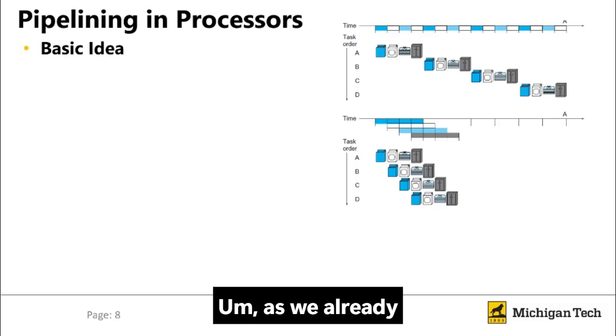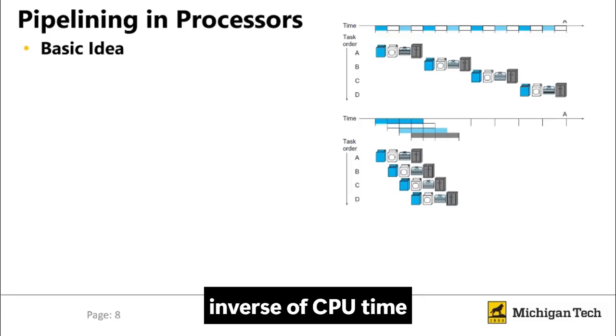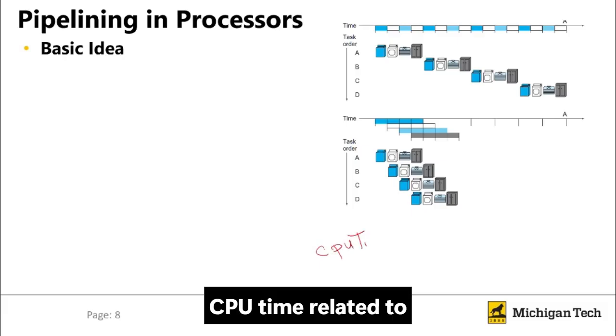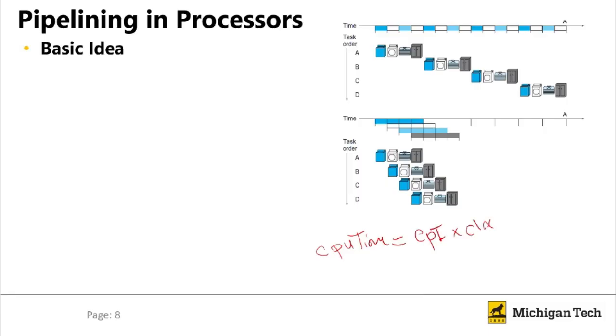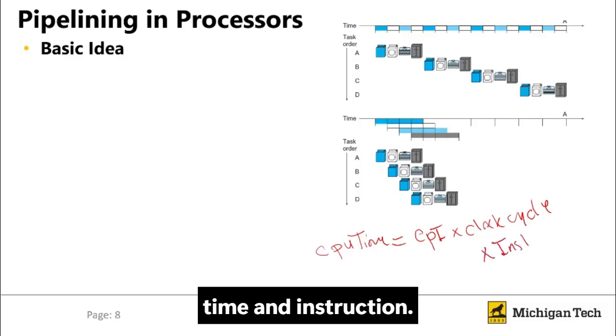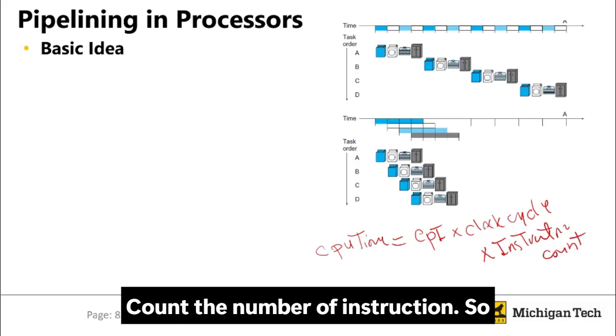As we already talked, performance is the inverse of CPU time, and CPU time is related to clocks per instruction, clock cycle time, and instruction count, the number of instructions.